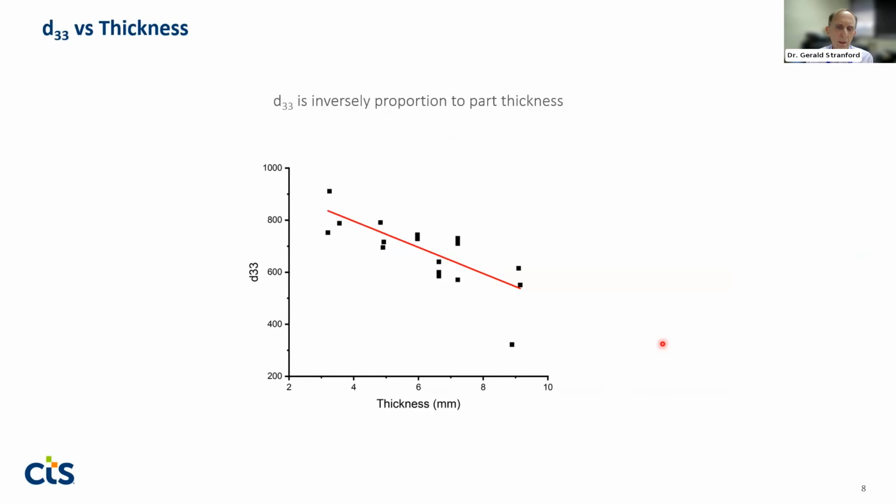And we took a look at various thicknesses over time. All the data points here represent the same tape cast stack up of materials. So the basic raw materials going in are the same. The tape cast is the same. The only real difference here is our sintering. And we found a pretty linear relationship: the D33 is inversely proportional to the thickness of the material.